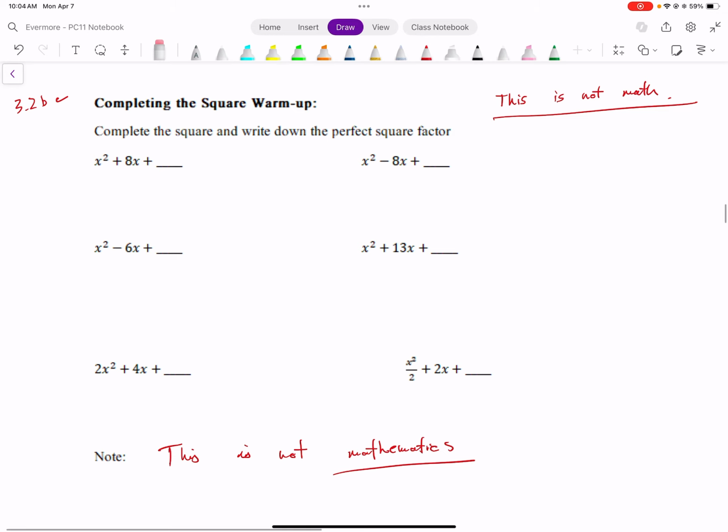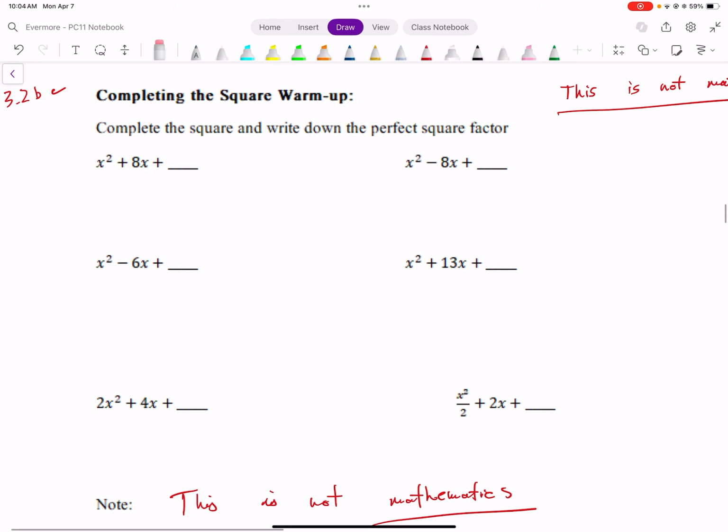So what I'm going to do is complete the square. I'm going to recognize that this middle term is 8. I'm going to take that middle term and divide it by 2, and then I'm going to square it. So 4, and don't forget to square it.